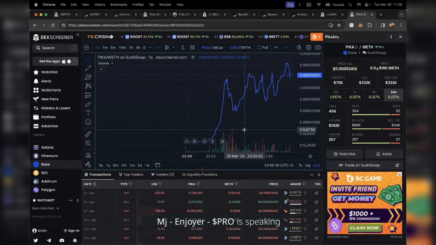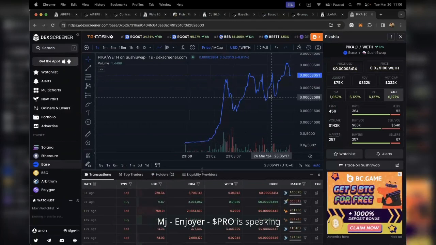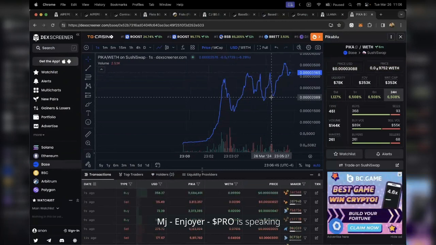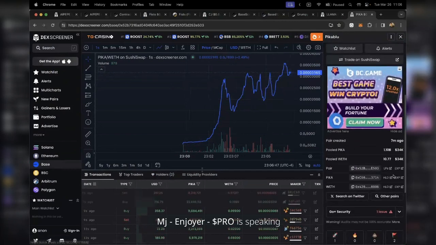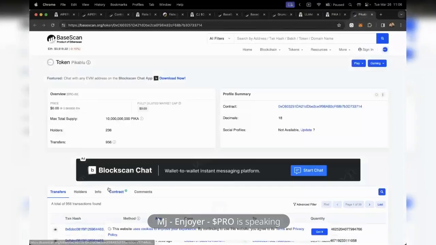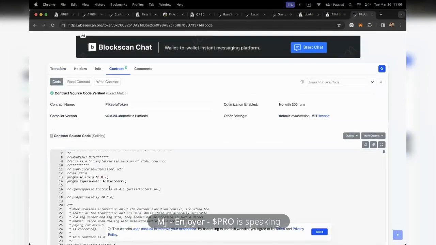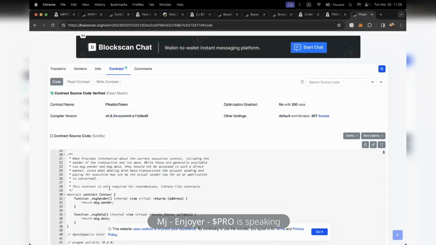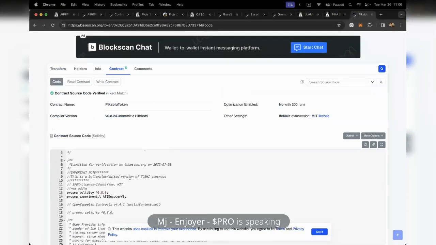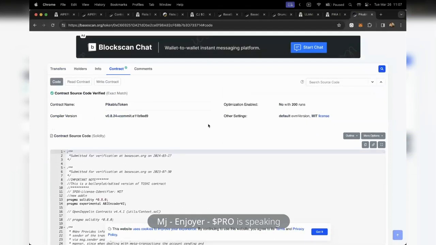That is frustrating. That's the game we play, right? We stay here and we look at these charts and we wait for this to happen. Let's evaluate this as if I would have aped it, right? Contract. Boilerplate edited version of the Toshi contract. At least it says that. This is not the best sign, but at least it says that.